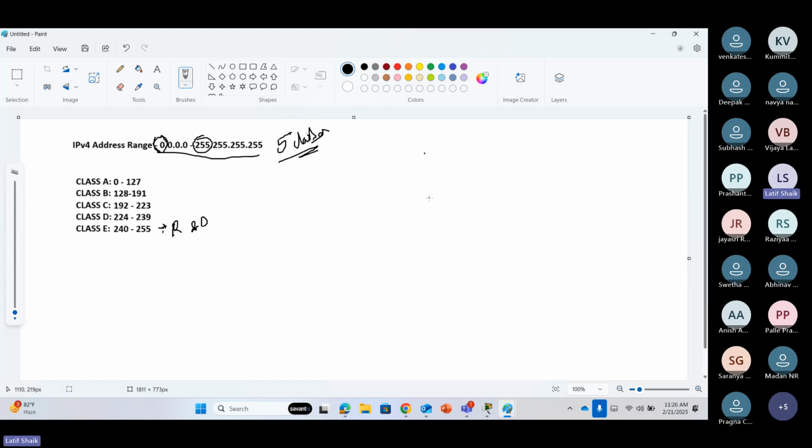Understand clearly, guys. You have a system, a computer or a PC. You want to assign an IP address. You are going to configure an IP address to the PC, right? So which IP address we can assign, which IP address we can't assign. Obviously, from class E you can't assign to the adapter.